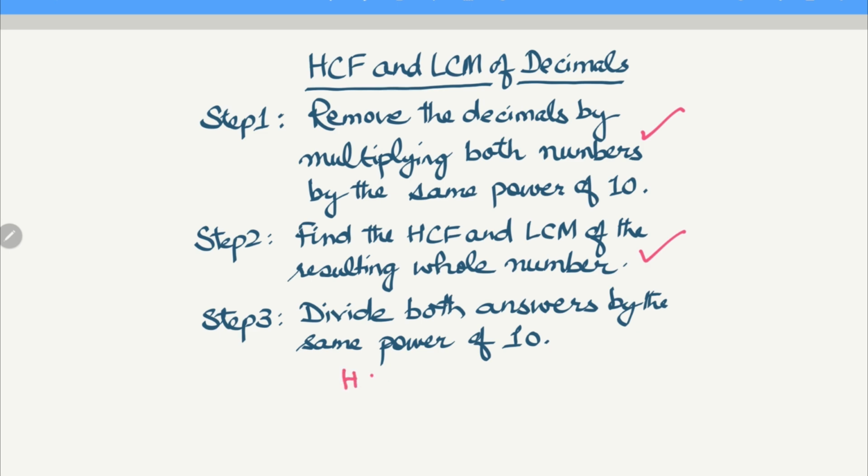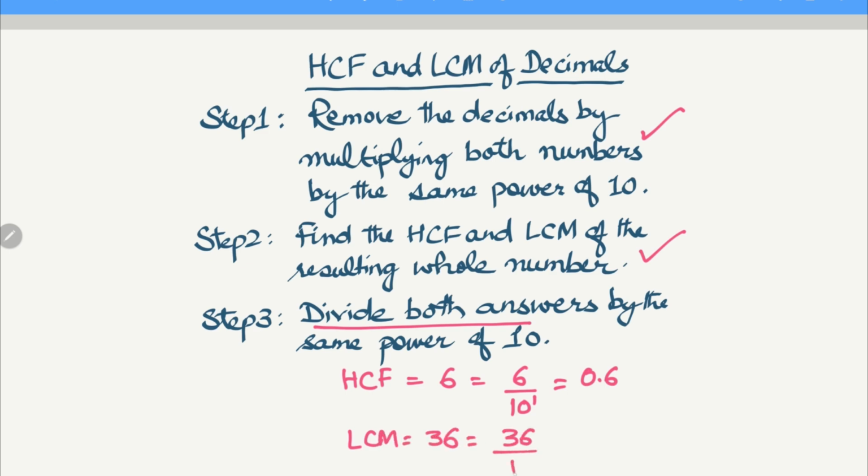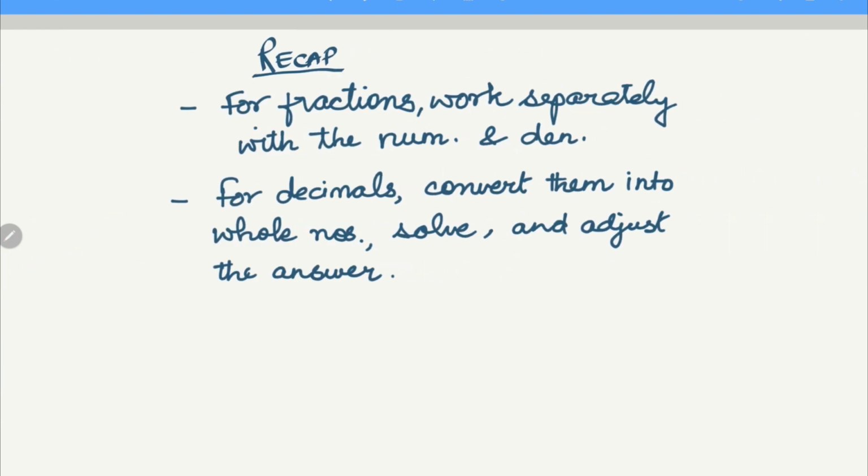Now there's a third step as well. We divide both answers by the same power of 10. So we have to divide the HCF, 6, by 10 to the power 1, which gives 0.6. And the LCM we got in our previous step was 36, so we divide 36 also by 10 to the power 1, and hence we get 3.6. So this is how, in 3 simple steps, we find the HCF or LCM of decimal numbers.